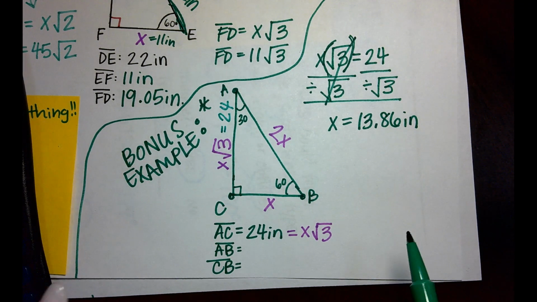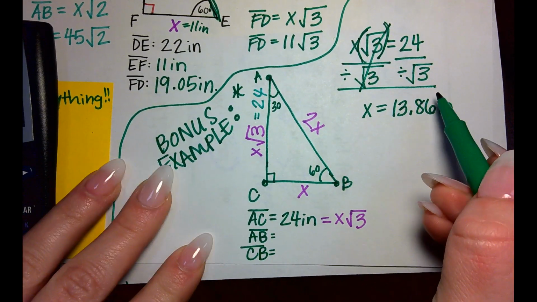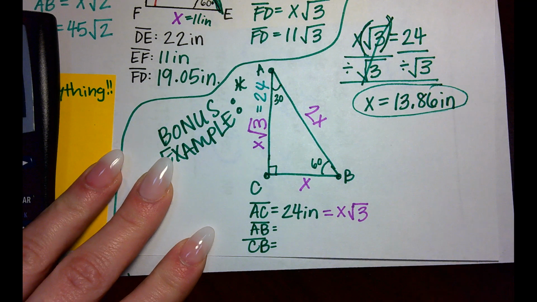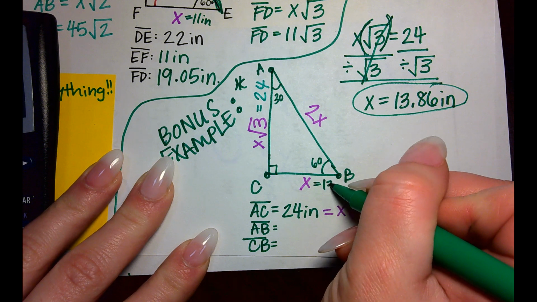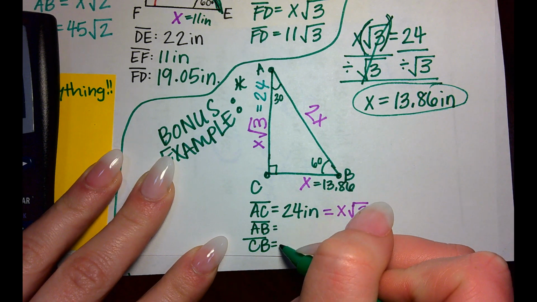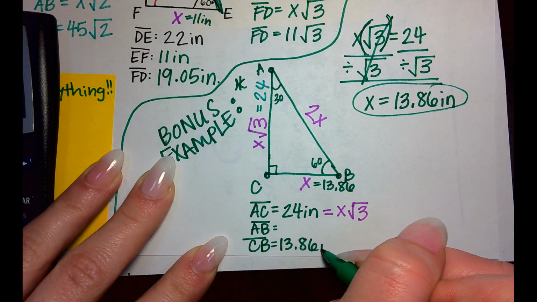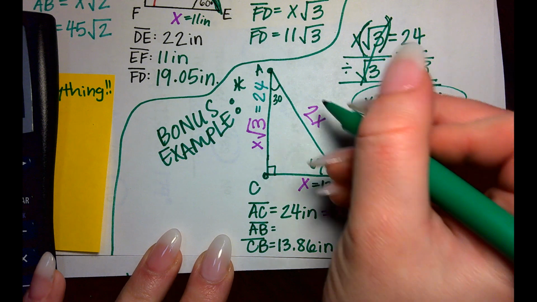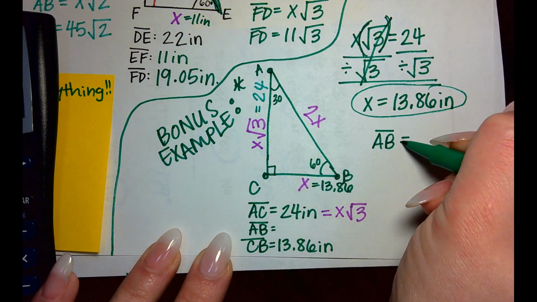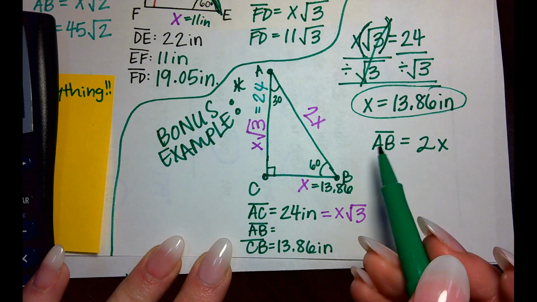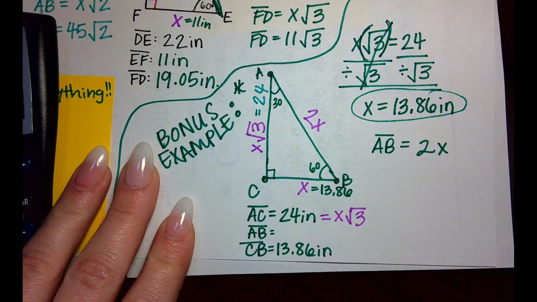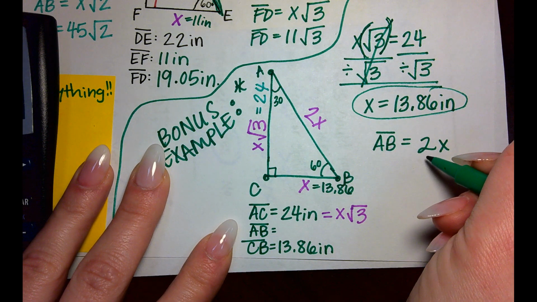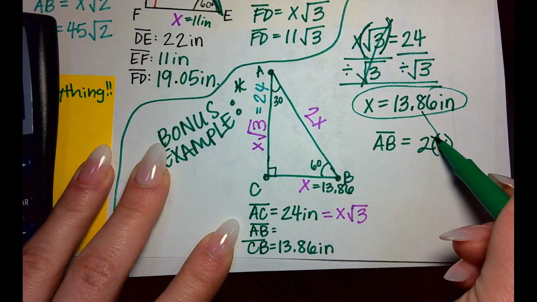Okay. Now I know what x is, and CB is x, so CB is this number. And now we just gotta do your 2x. I know what x is. I want to know AB, which equals 2x. How can I find AB? 13.86 times 2. All I'm going to do is plug in this value for x.